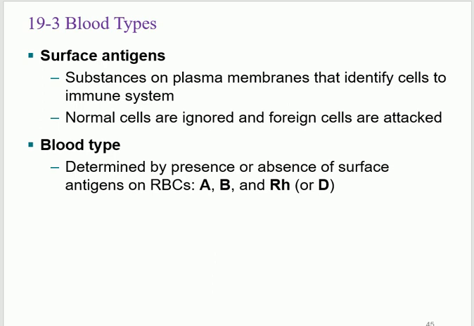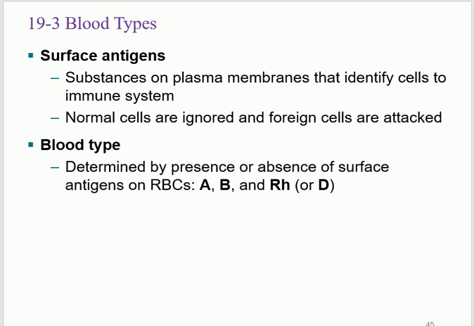The antibody is a weapon. Okay? This is your bullets, your weapon. So if I'm AB, I don't have any antibodies. You give me type A, I don't have anti-A. I take it. You give me B, I take it. You give me O, I take it. If you give me any type, I have 0 antibodies. So you can give me anything, and that's why we call it universal receiver.